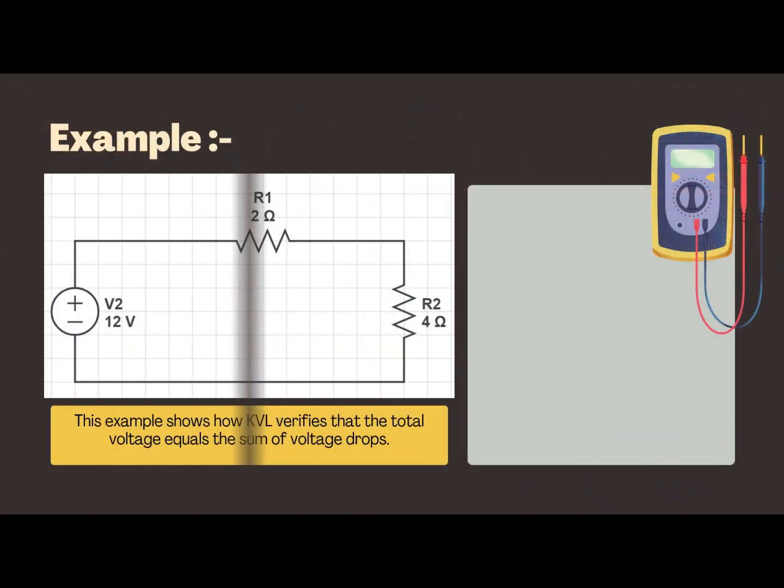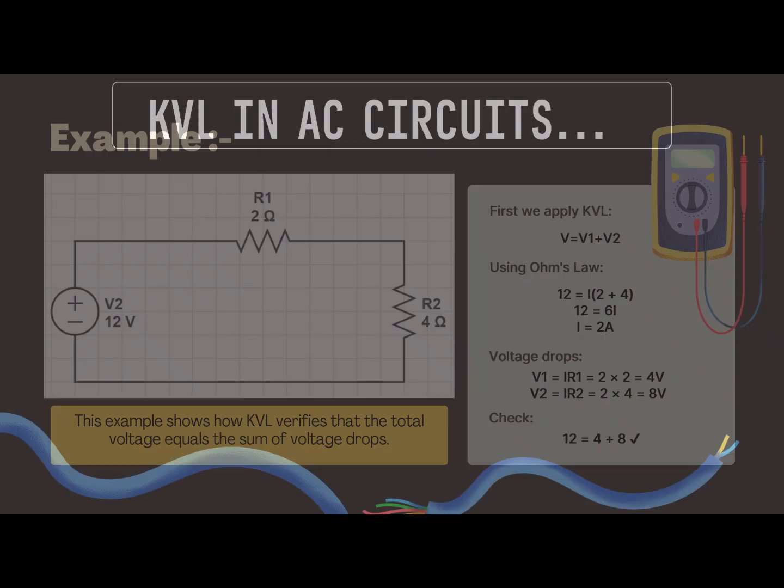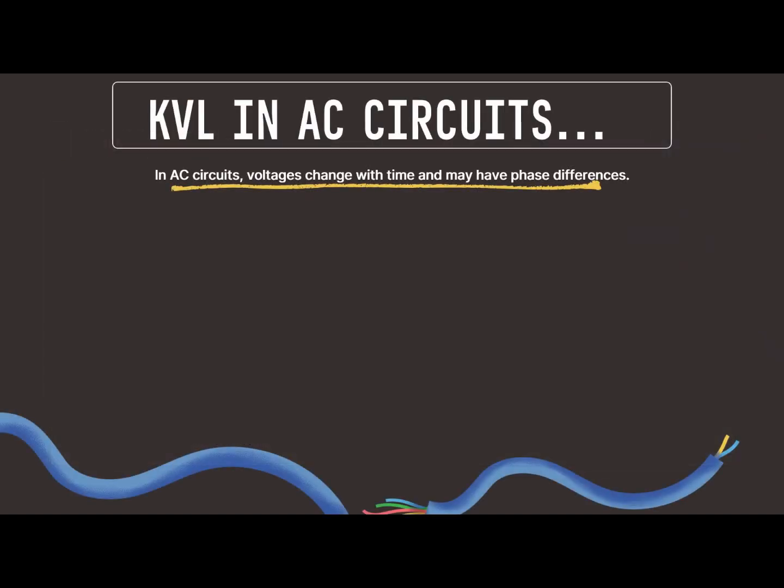Example. Suppose we have a 12-volt source and two resistors connected in series. First, we apply KVL. Using Ohm's law, then we substitute the values, we solve for the current, and now we calculate the voltage drops. Voltage across resistor 1, voltage across resistor 2, and finally we verify KVL. The law is satisfied.